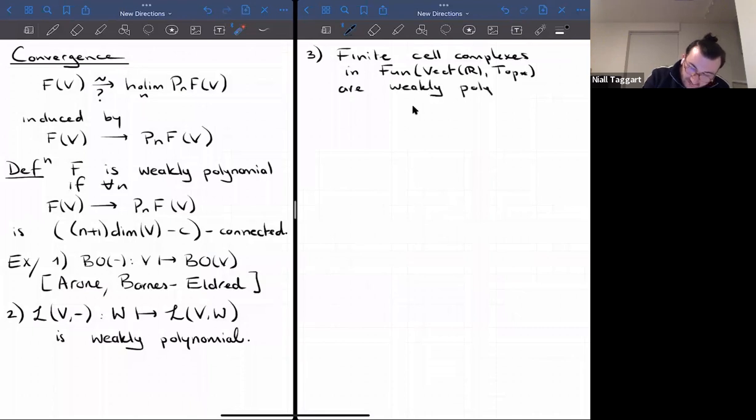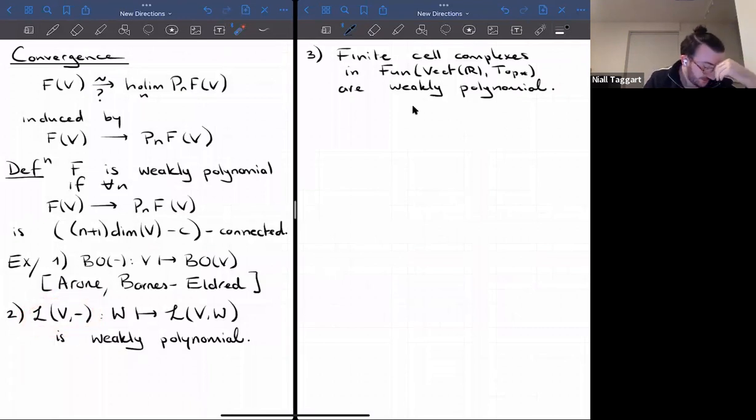So in particular, they all have convergent towers. So the essential reason is that finite cell complexes in this category of functors are built in finitely many steps out of things that look like linear isometries. So you can build using these guys to give you weakly polynomial guys.